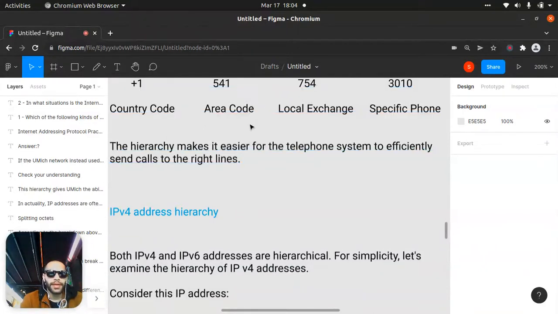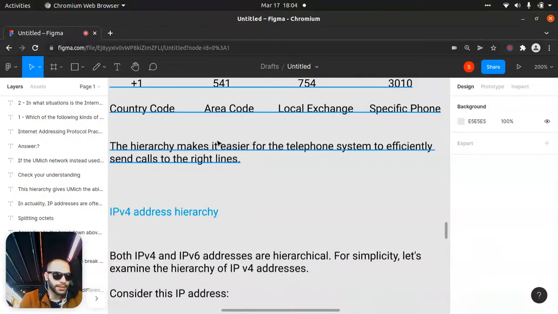And also we have the area code. In the country, now we are looking for the area. The area code is 541. And the local exchange, another part of the place, is 754. The last one is the specific phone.